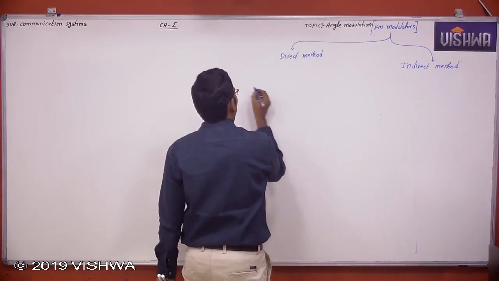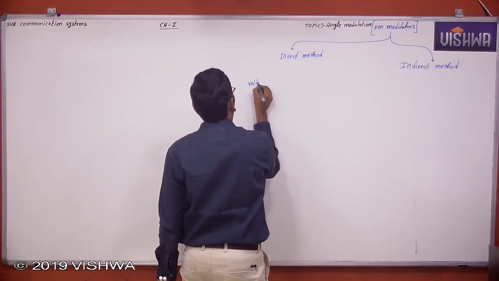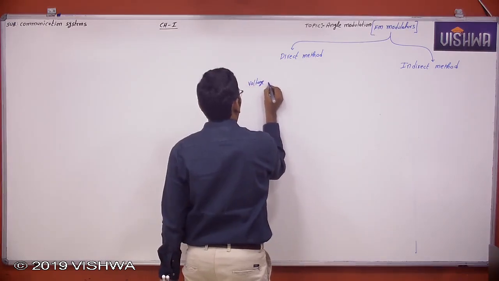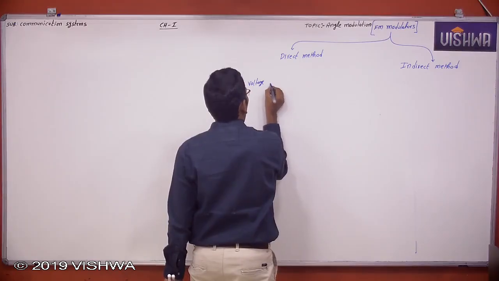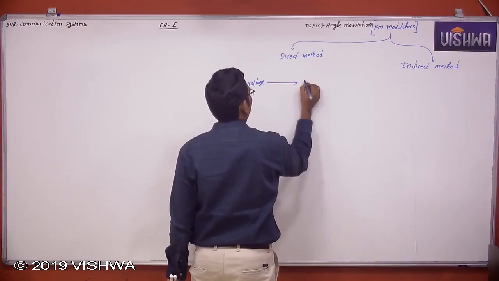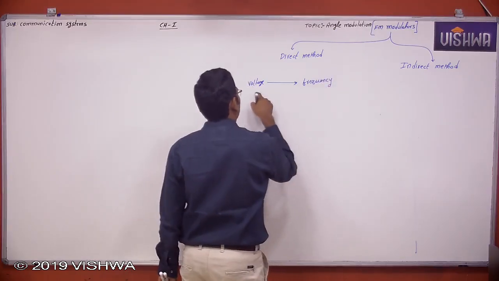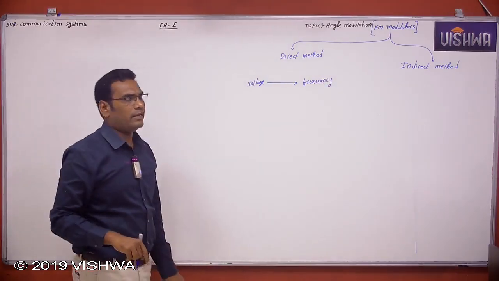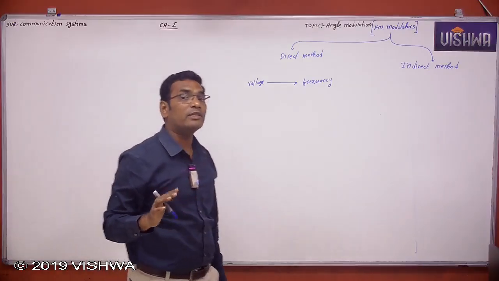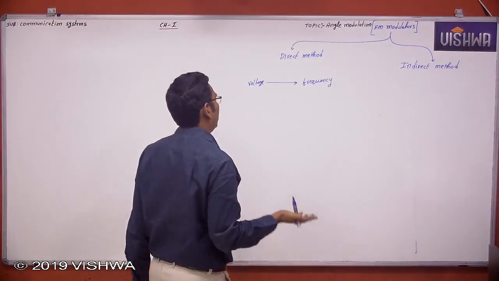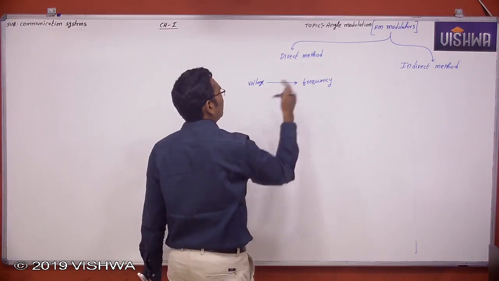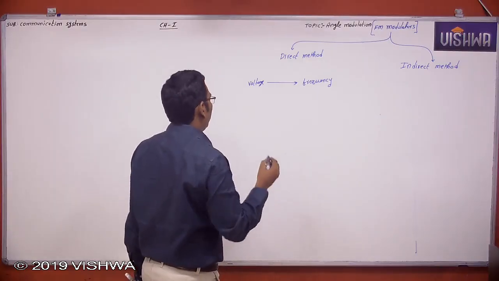What is the FM? FM is nothing but voltage converted to frequencies. Am I not? The voltage variations are converted to frequency variations. FM modulator is nothing but a voltage to frequency converter. I am already saying, okay, voltage to frequency converter. Therefore now you see here.